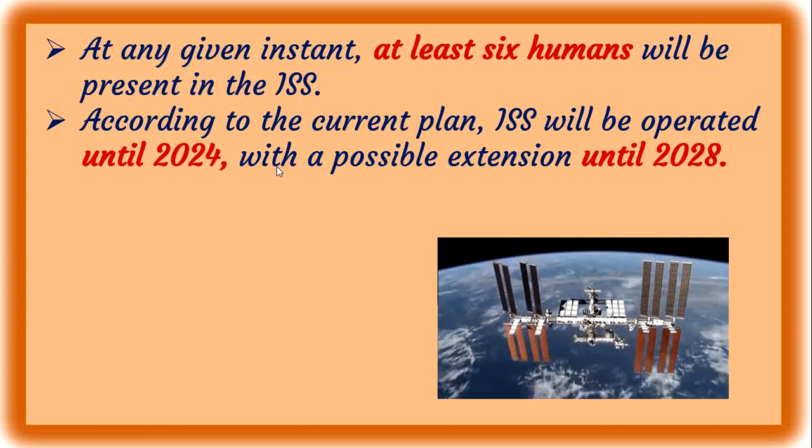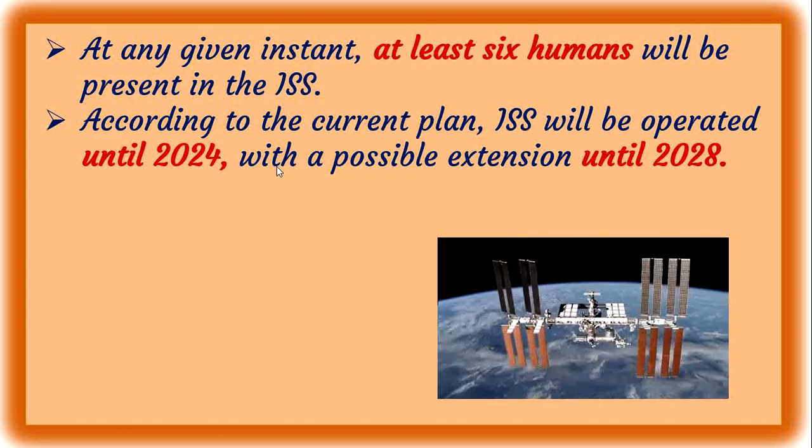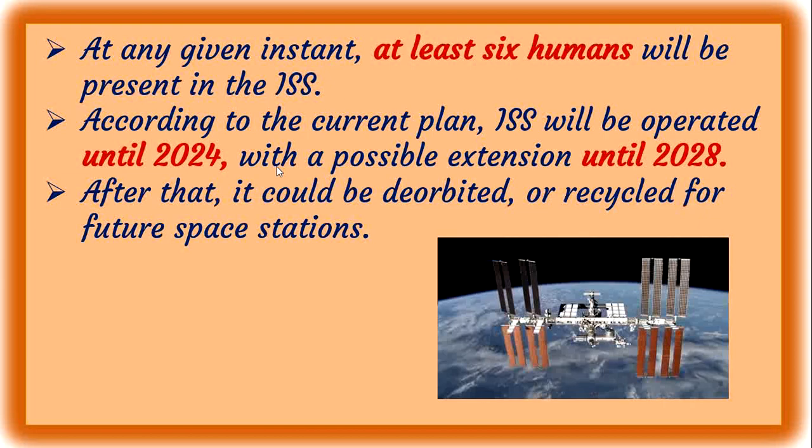This ISS program evolved from the Space Station Freedom, an American proposal which was conceived in 1984 to construct a permanently manned Earth orbiting station. The ISS is the 9th space station to be inhabited by crews, following the Soviet and later Russian Salyut, Almaz and Mir stations and the US Skylab. After that, it could be deorbited or recycled for future space stations.